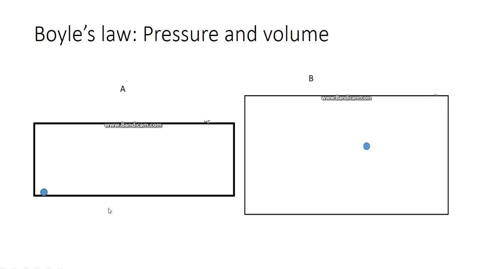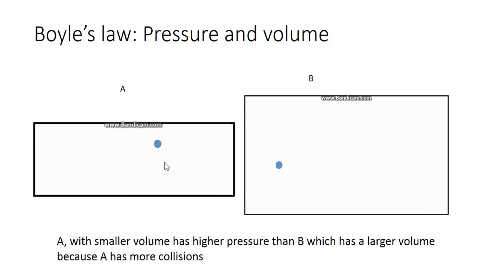So let's check this animation. Let's look at it properly and see what is happening. You can see we have different volumes here. And let's see how this thing is moving. So the question is, if you look at the two, which do you think is going to have a higher air pressure? I would say A is going to have a higher air pressure because A has a small volume and you can see it has more collisions than B.